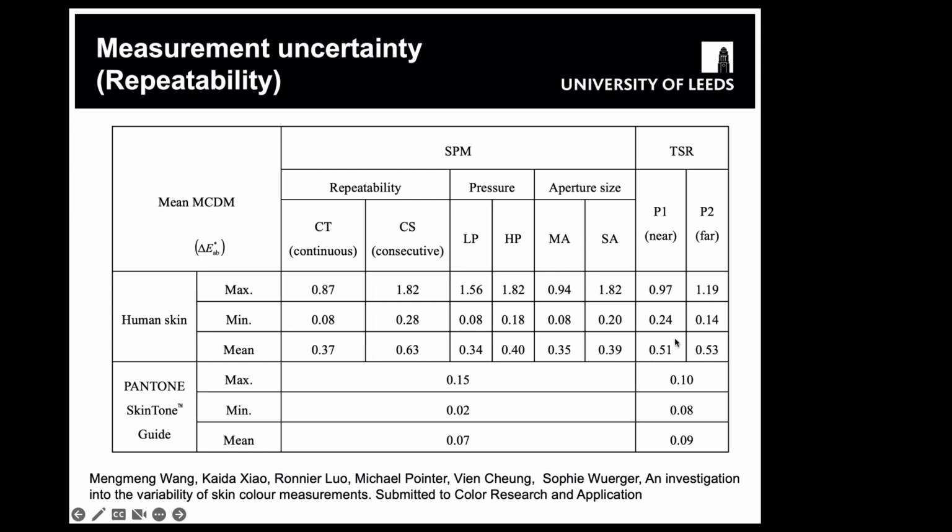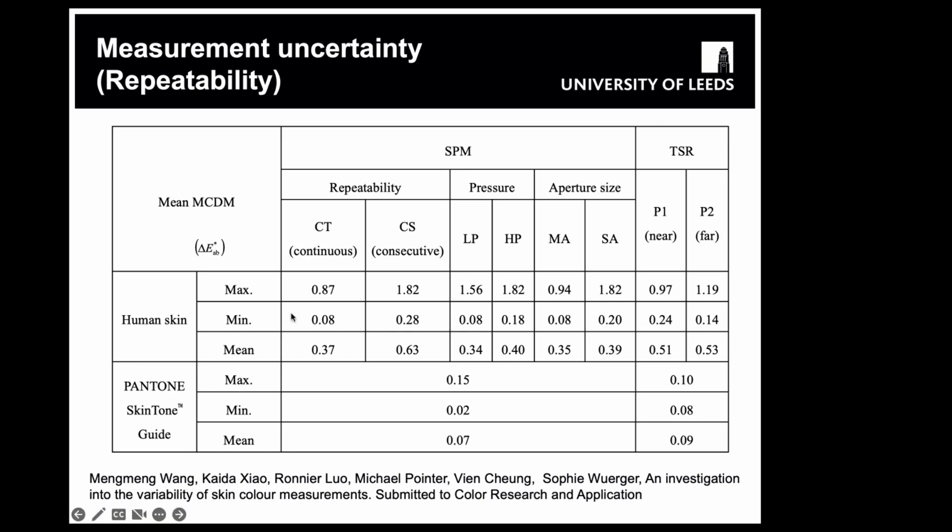It's 0.5 color difference unit for the telespectroradiometer measurement. What does it mean? You measure your skin color the first time and you measure the second time. Roughly speaking, you have 0.5 color difference between these two times, okay? And whether 0.5 is large or not?